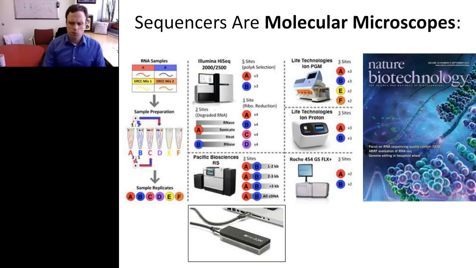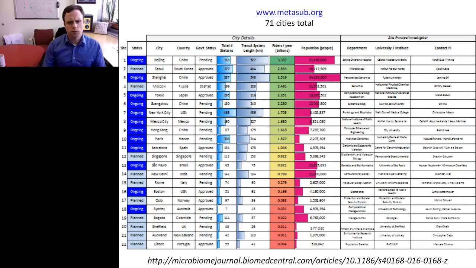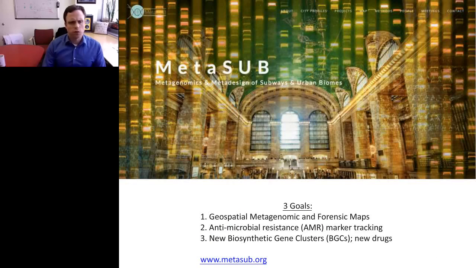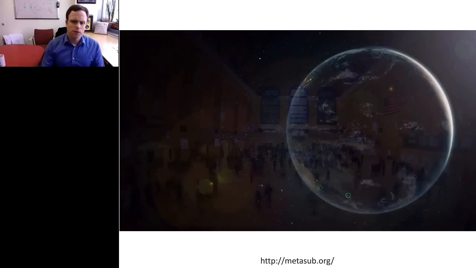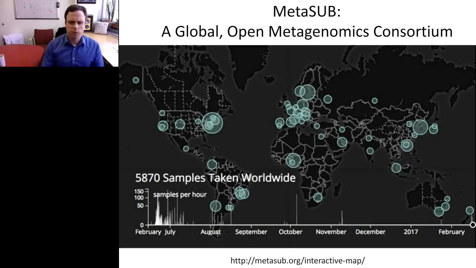So one of the goals of the standards groups is to collaborate amongst many other groups, and this is a list of a lot of the sites that are part of MetaSUB. New York City is really just one of the smaller cities around the world. If you go to the website, you can see all the raw data and all the work being done by the hub and collaborating cities around the world to build up geospatial maps of metagenomics and antimicrobial resistance markers. We're also using these data to mine for new biosynthetic gene clusters, or new drugs. This is just a nice visualization you can see on the website as well. So far, we've had almost 6,000 samples taken worldwide and more ongoing in this coming year.